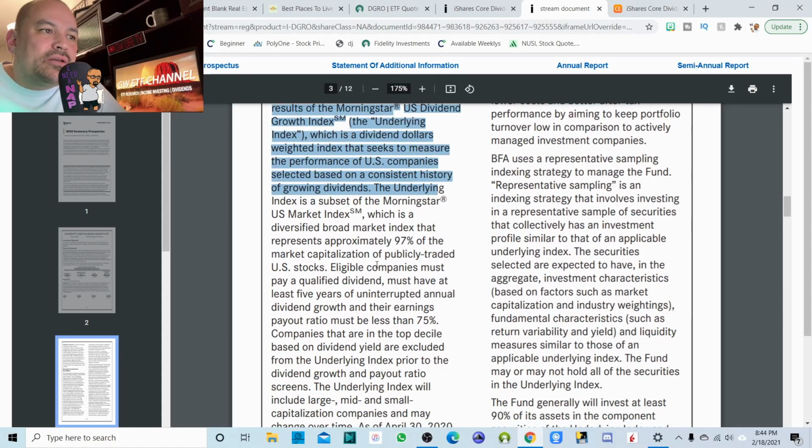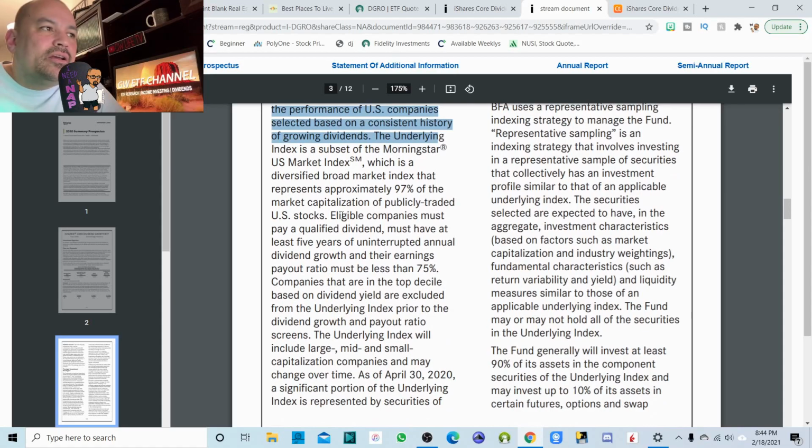Now you can come down here. I'm not going to read everything. I'm going to read the important stuff. Eligible companies must pay a qualified dividend. So that tells me that there's probably not going to be any MLPs or no REITs in this ETF.